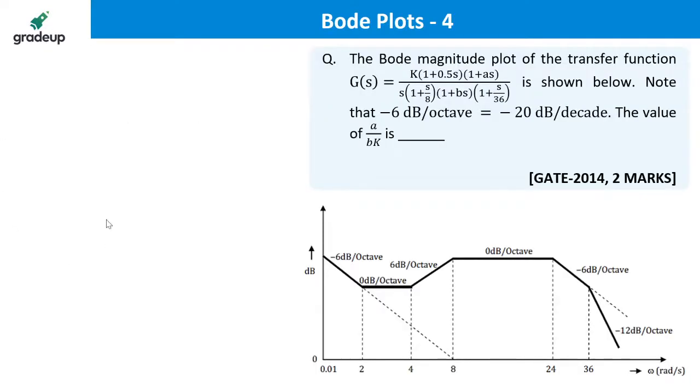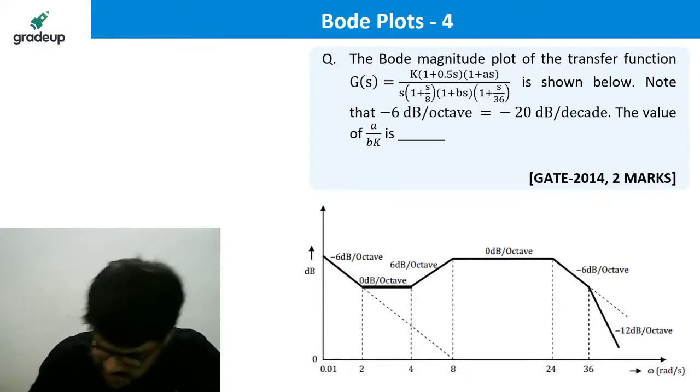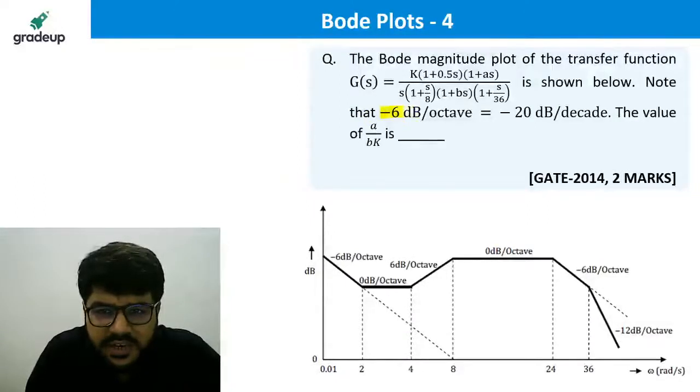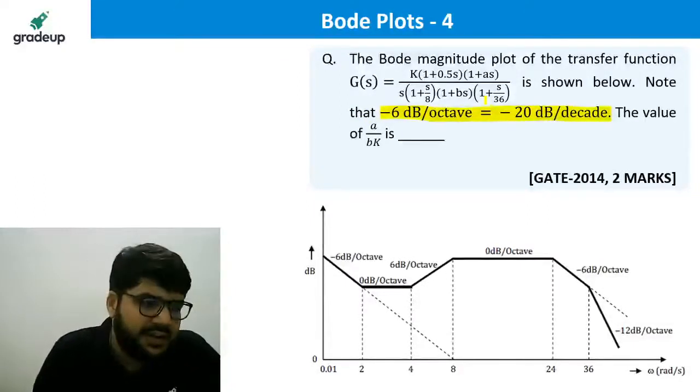Next question, guys. The Bode magnitude plot of the transfer function G(s) equal to k (1 plus 0.5s)(1 plus as) upon s(1 plus s by 8)(1 plus bs)(1 plus s by 36) is shown below. Note that minus 6 dB per octave is minus 20 decibel per decade. This is given, but don't take it for granted that this is always given.